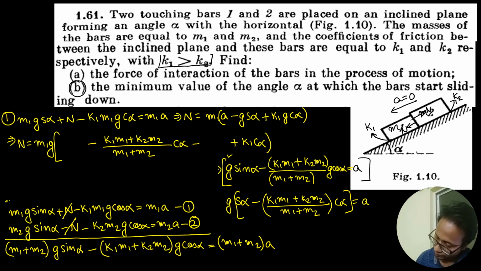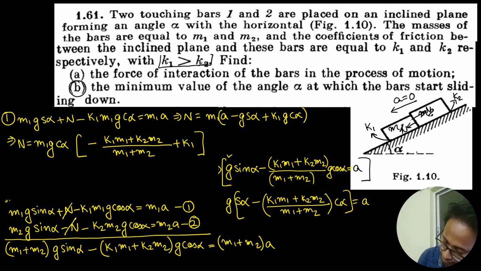This term and this term. Can I take cos alpha common from both these terms? Of course. If I take cos alpha common, cos alpha would get eliminated from both the terms. So out here cos alpha plus k1. I'm erasing the k1 out here. Now let me simplify this one.